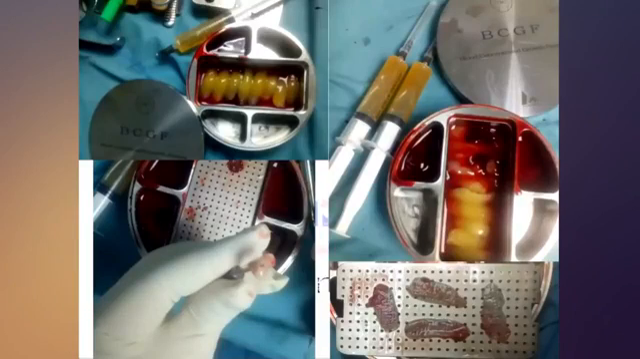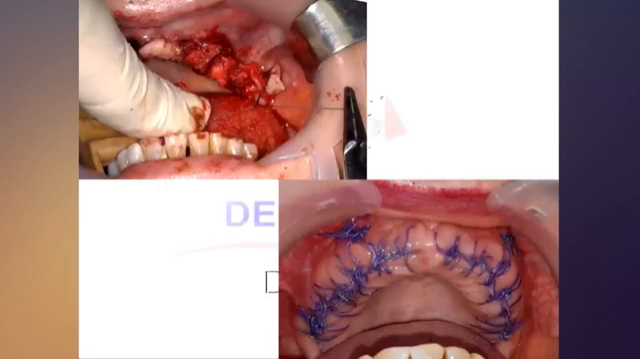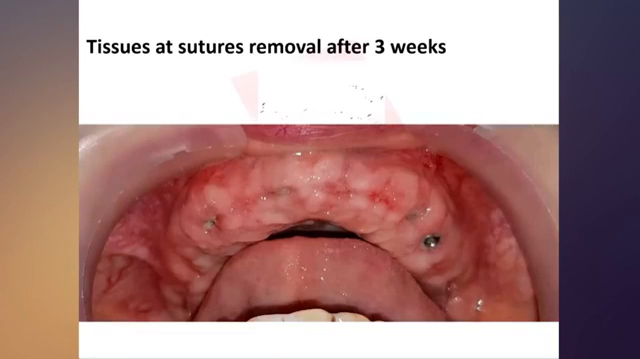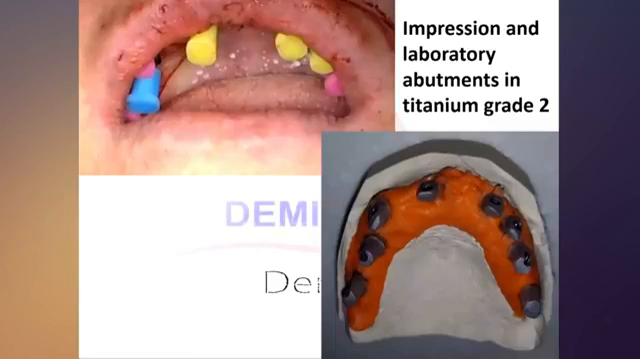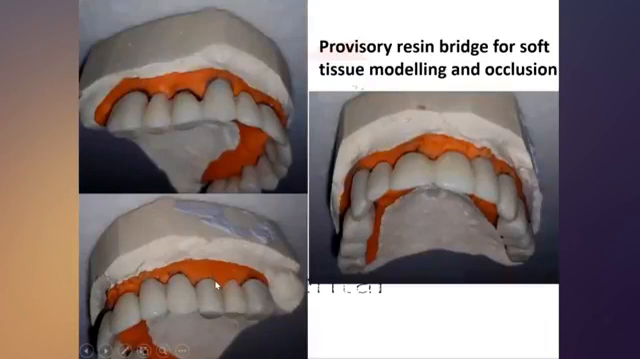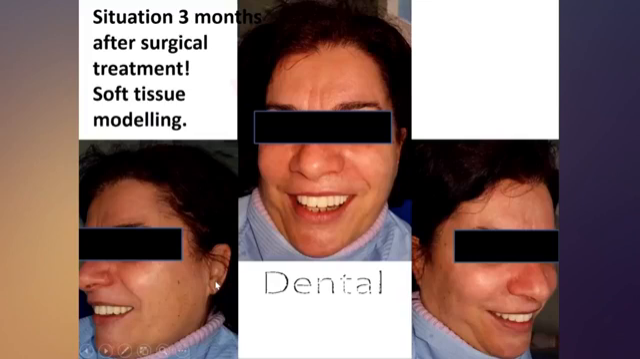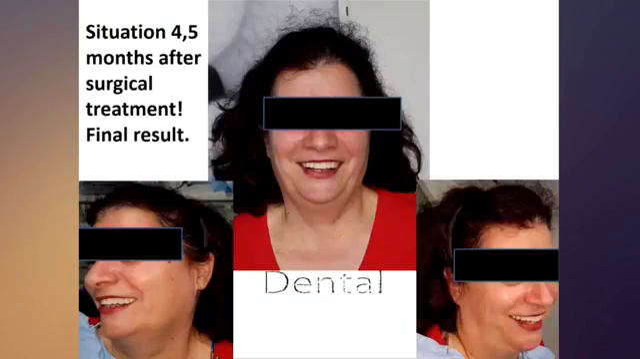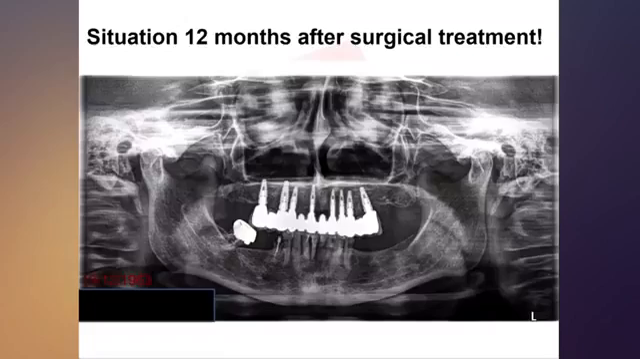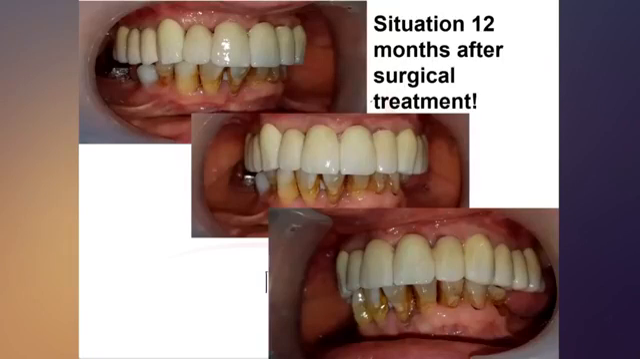As you can see, I'm going rapidly because I don't have much time. I would like to show you a couple of later treatments of periimplantitis. So, situation at 3 months, all on 8 in place 1 year later.